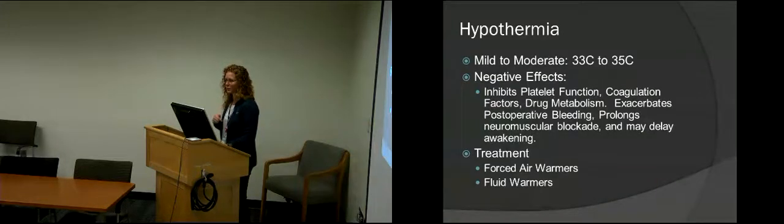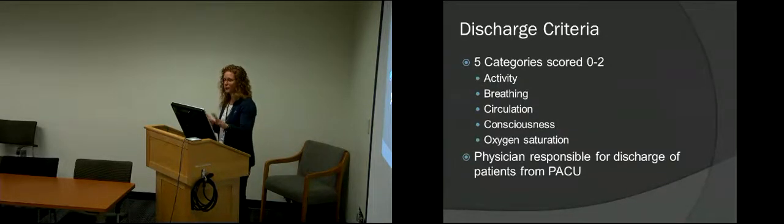So this is mild to moderate hypothermia. As you know, it affects your coagulation. It prolongs neuromuscular blockade and may delay awakening. So there are ways to treat it: forced air warmers, fluid warmers. And then the important thing to be aware of is discharge criteria, right?